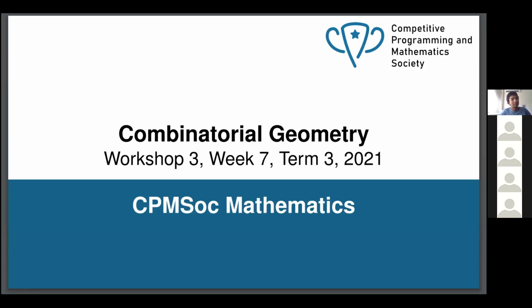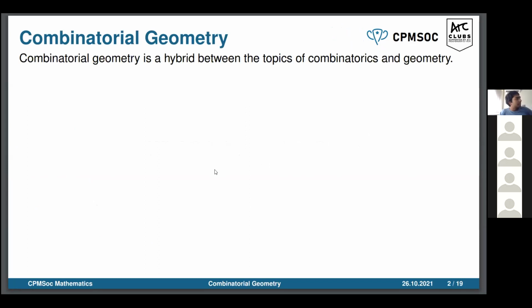We'll be having a look at combinatorial geometry in our final workshop. Let's have a look. So what is combinatorial geometry? This is quite an interesting topic. It is a hybrid between the topics of combinatorics and geometry. As the name suggests, we're using ideas in combinatorics and geometry in the same question.